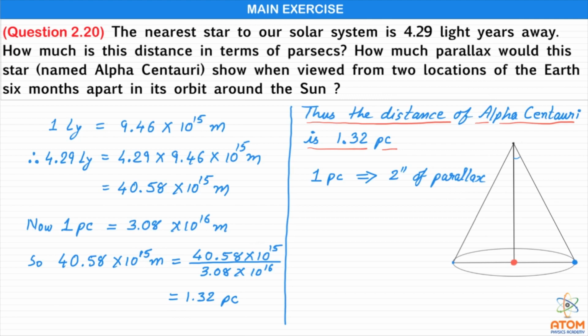And here we are having 1.32 parsec. So that will be equivalent to 2.64 seconds of parallax. That means this star Alpha Centauri will make 2.64 seconds of parallax, and that is our second answer.